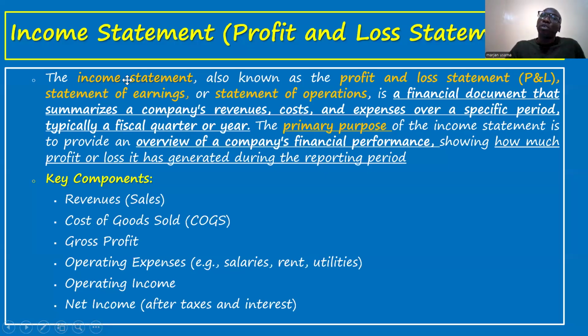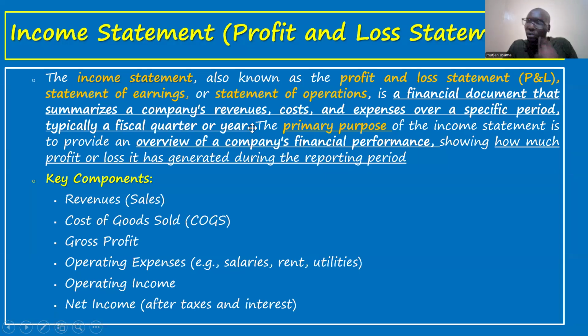It has many names. In some books, they'll use the word income statement. Some books, they'll use the profit and loss statement. In some books, they'll use statement of earnings. In some books, they'll use statement of operations, but it still means the same thing. So what is this statement? It is a financial document that summarizes a company's, number one, revenue, costs, and expenses over a specific period, typically a fiscal quarter or year.